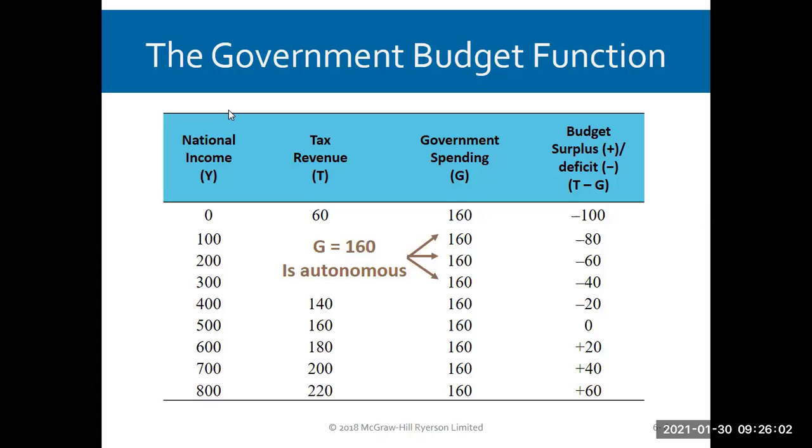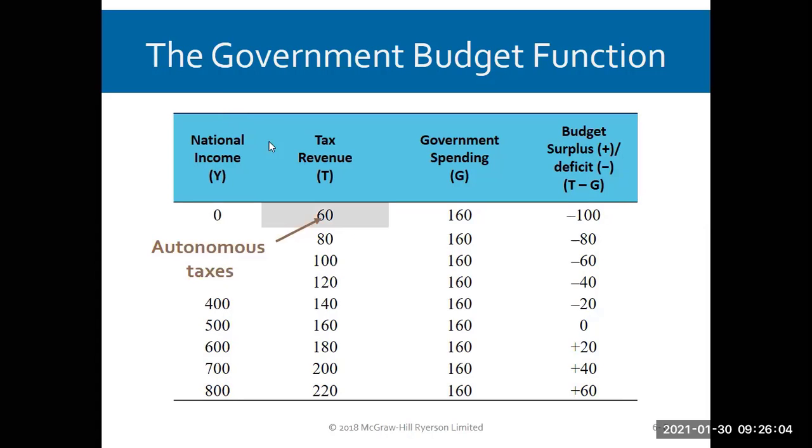So let's pull a few other key things out of here. 60 is autonomous taxes. And we know that because if income were 0, we'd have to collect 60 taxes anyway. And that's sales tax, property tax, fees, that kind of thing. So we start and understand that autonomous taxes are 60.